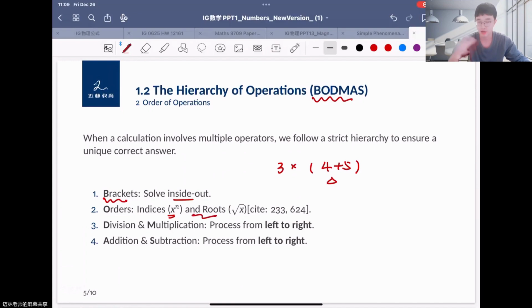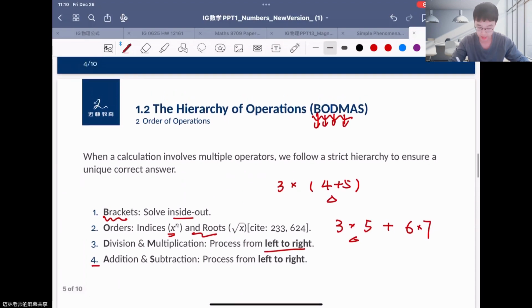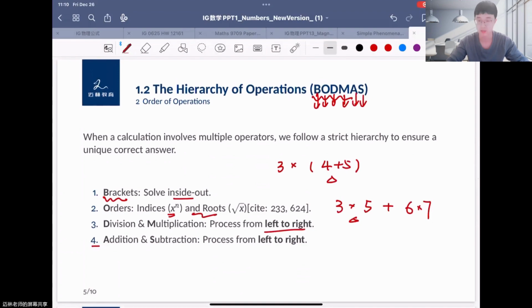After that, we have division and multiplication. Just follow the rule from left to right. Like here, you have 3 plus 5 times 6 plus 7. You have to calculate the multiplication first. After that, you do addition and subtraction. So this means brackets, this means order, this means division, this means multiplication, this means addition, and this means subtraction. They are very important in BODMAS for calculating values.